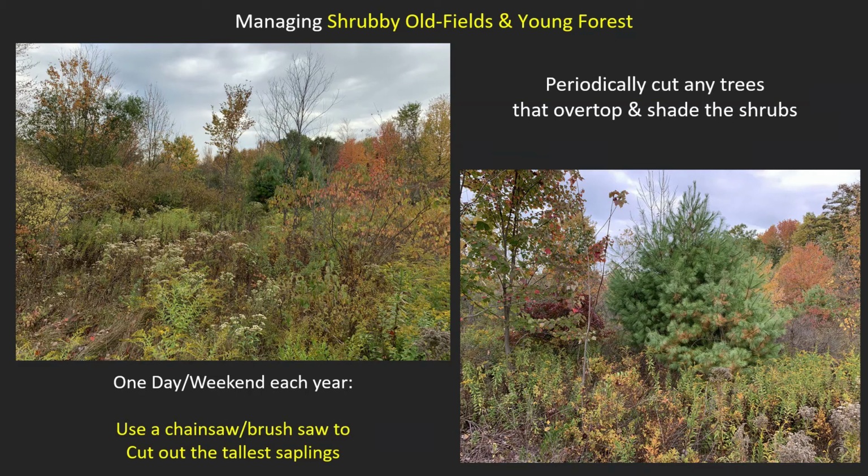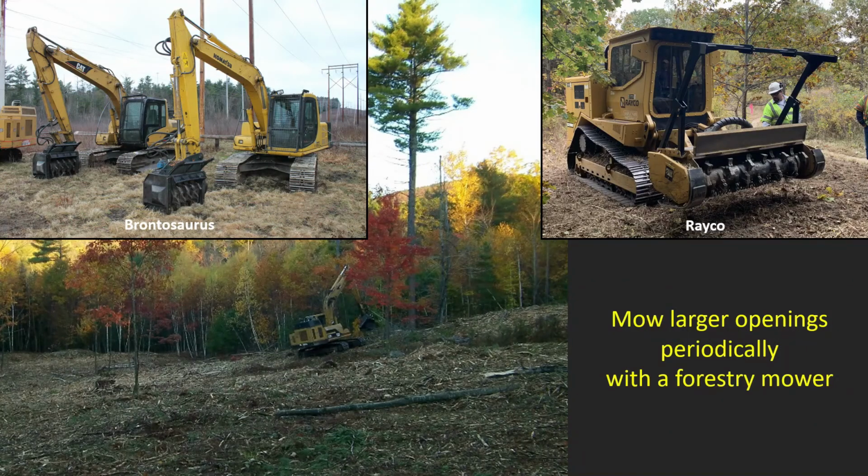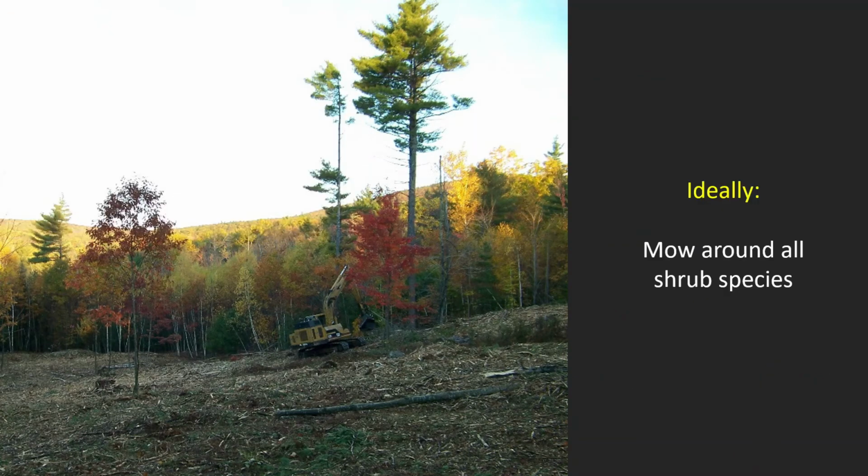In a small shrubland, this can be done using a chainsaw or a brush saw, which is basically a weed whacker with a saw blade. You basically schedule one day or weekend each year and you cut out all of the tallest saplings. In larger openings, we typically use a brontosaurus or a Rayco style forestry mower to mow the trees about once every 7 to 10 years.